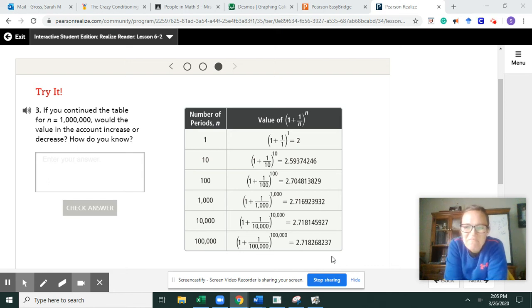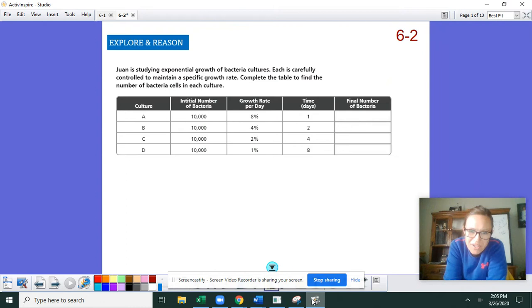Hello. Today is March 26th, and we have been working on lesson 6-2. And so I wanted to show you a couple things. First thing is the explore and reason.